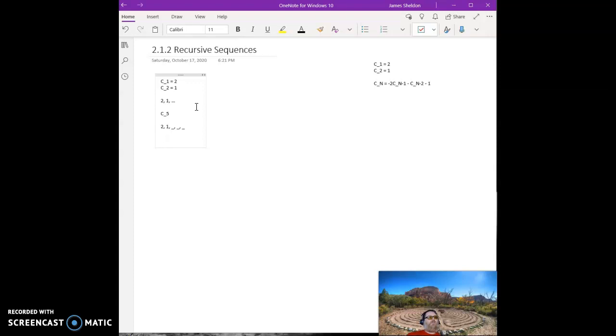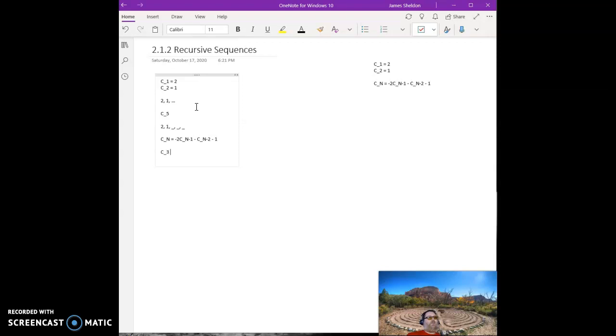So now we know for the sequence that C sub n equals minus 2 C sub n minus 1 minus C sub n minus 2 minus 1. Now what that means is that each time we go through, we're going to multiply the previous term by -2, subtract the term before that, and then subtract 1. So let's see what that looks like for C sub 3.